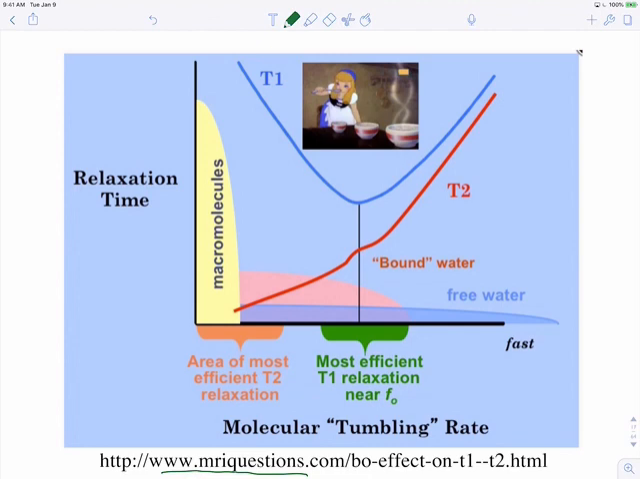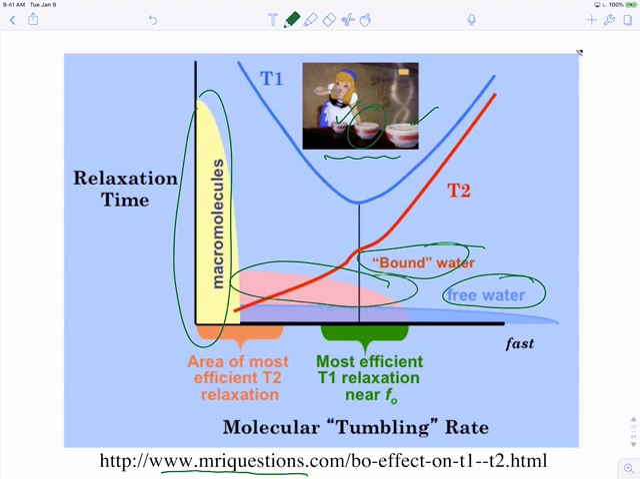It's a really good website, and he terms this the Goldilocks principle. Like this is too hot, too cold, just right. So when the tumbling rate is just right, you get the stimulated emission, and that's when the T1 is going to be the shortest, because then you're encouraging the spin to give up its energy. In this case, free water is tumbling too fast. These macromolecules here are tumbling too slow, but bound water typically has the right tumbling frequency for the frequencies we're talking about.